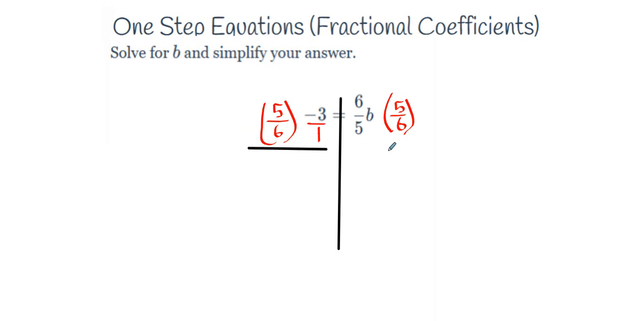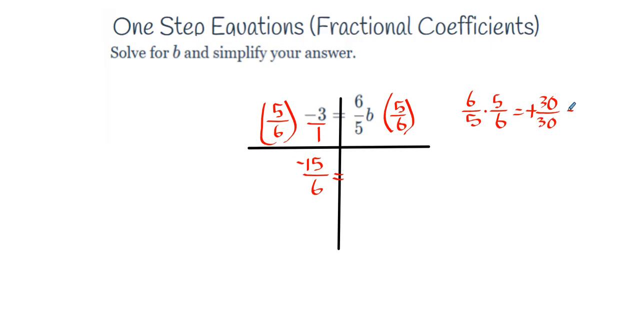I'm going to draw my horizontal line, and I'm now going to simplify that first line. So 5 times negative 3 is negative 15. 6 times 1 is 6. I'm going to bring down the equal sign. And then notice if I write this out here to the side, 6 over 5 times 5 over 6, a positive times a positive is still a positive. 6 times 5 is 30, and 5 times 6 is 30, and 30 over 30 is 1. 1 multiplied by b is b.